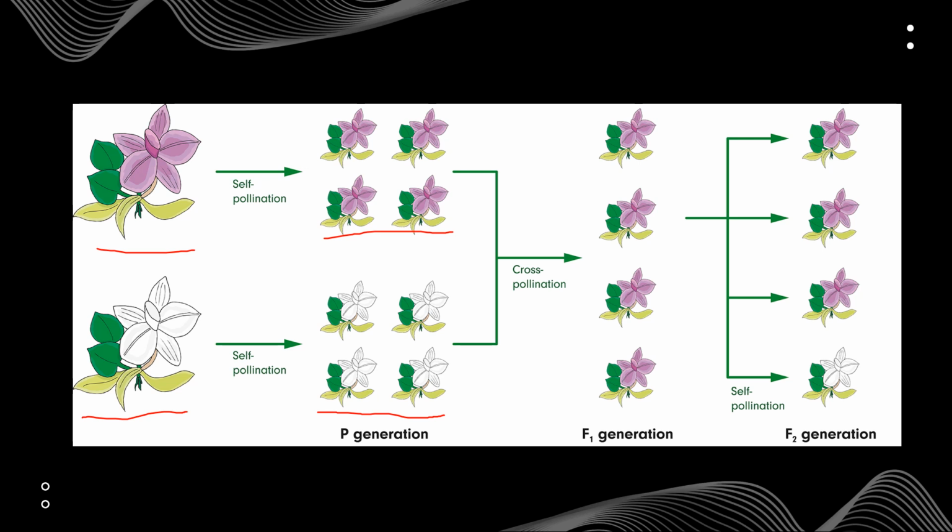When he took, let's say, the pollen from a purple plant and crossed it with the egg of the white plant, he came up with only purple flowered offspring. All of the offspring that he got were purple flowered.